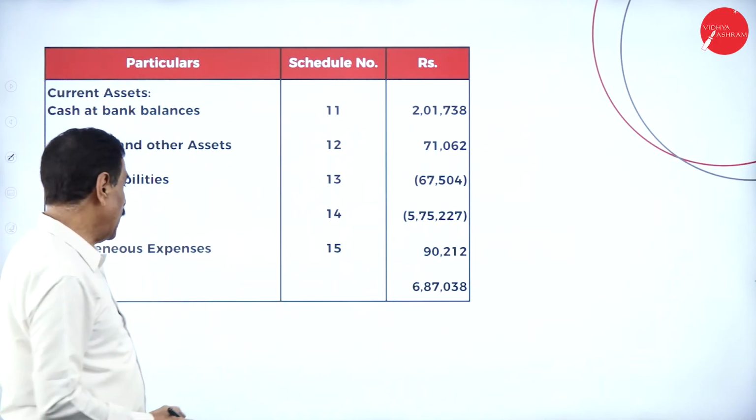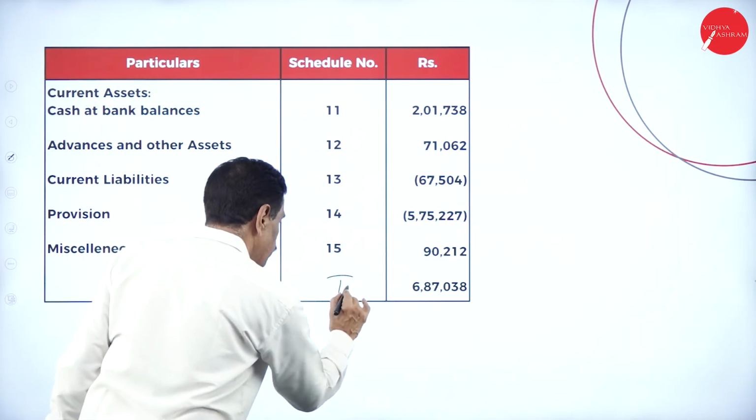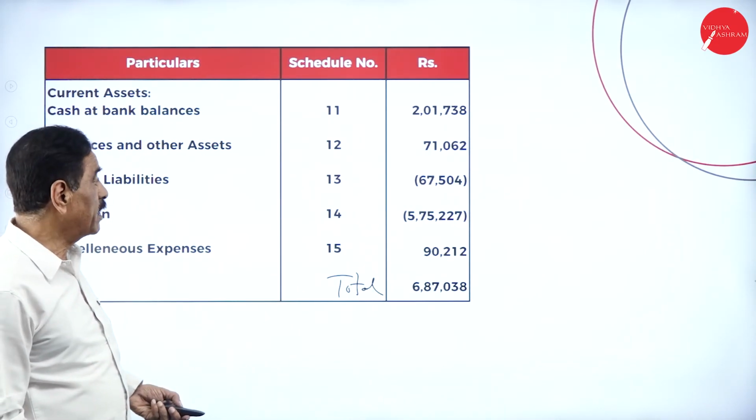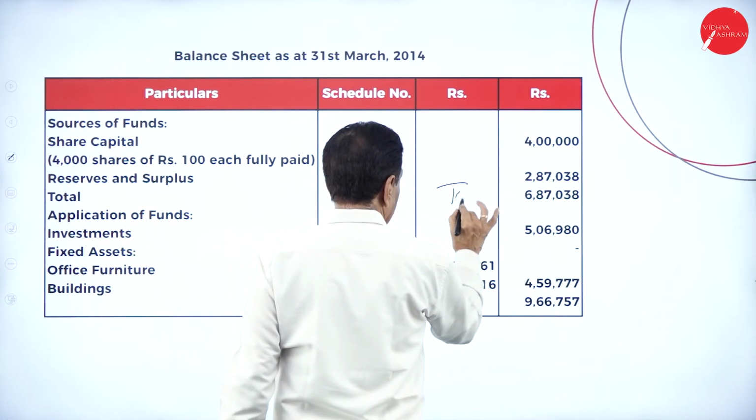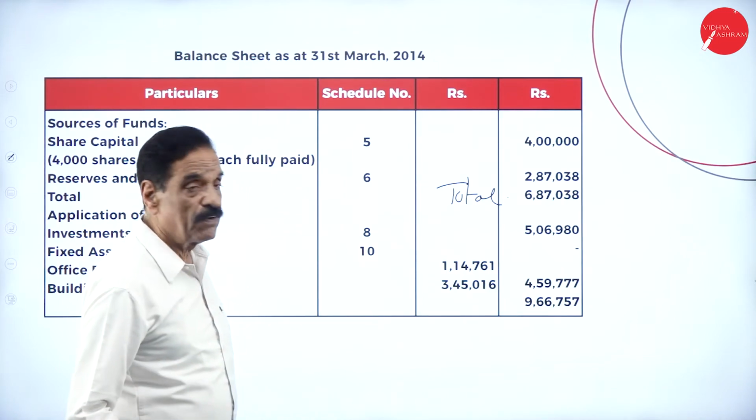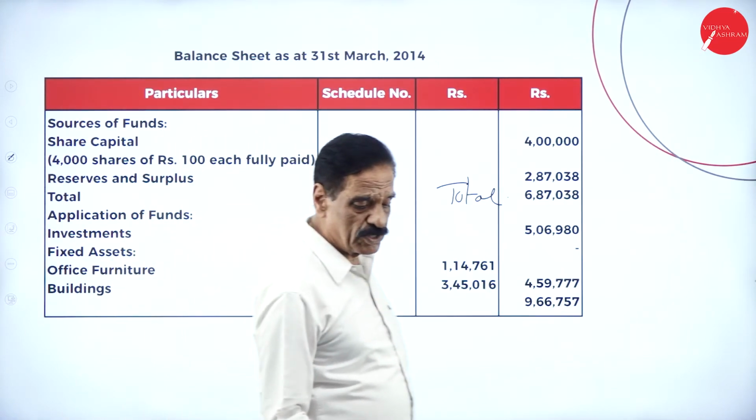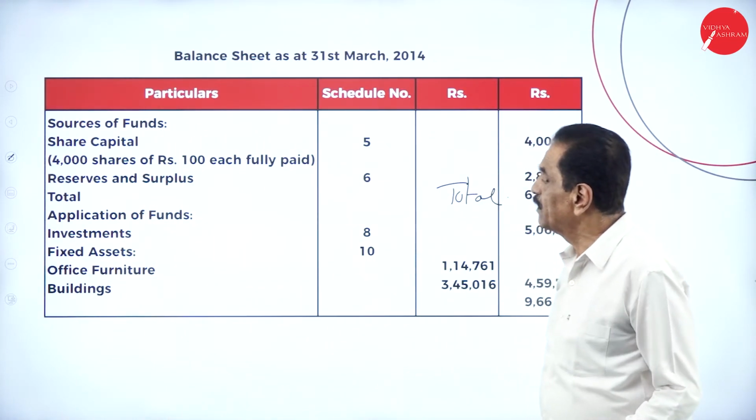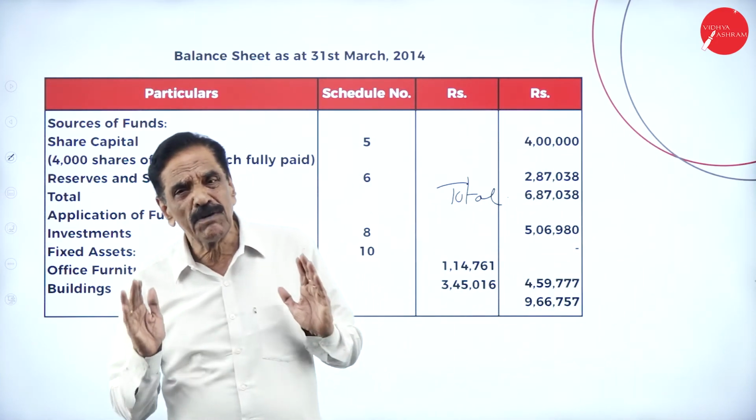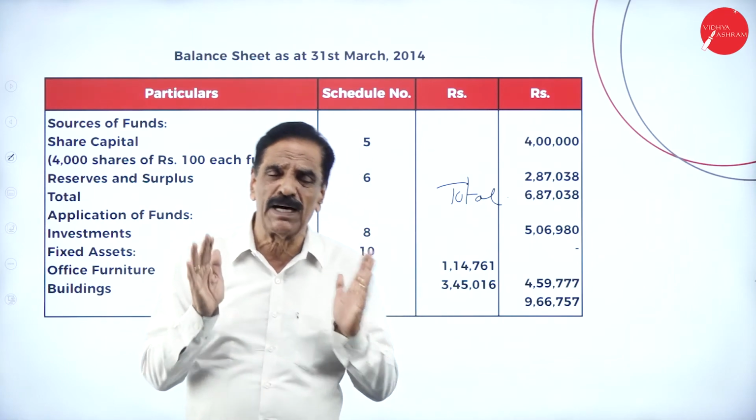90,222. So it will tally for 6,87,038. This is the total source. So it will tally for 6,87,038. I will repeat.